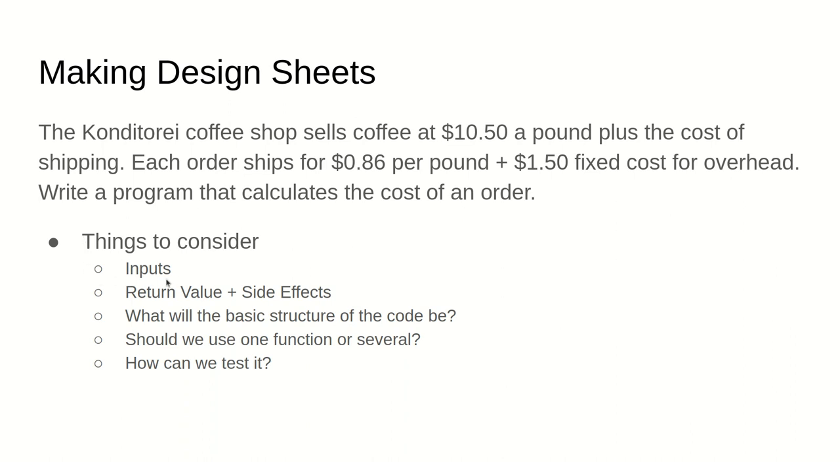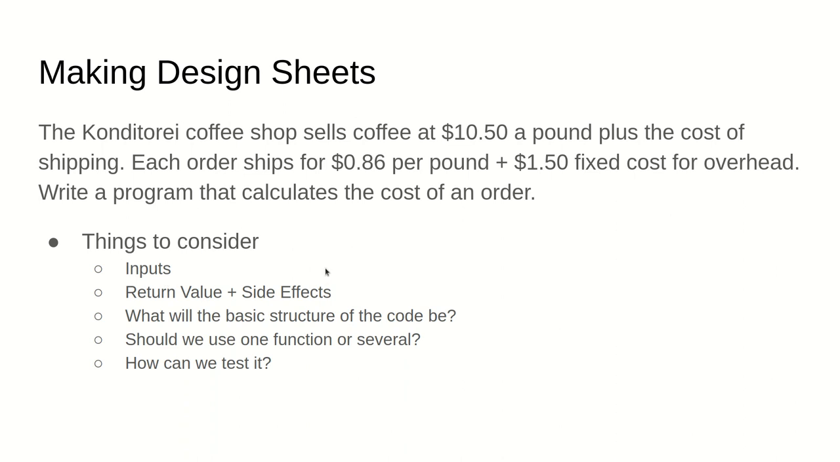Then we want to think about the return value and/or side effects that might happen. So the return value in this case would be the amount of money that the person owes for the given input of an amount of coffee. So we would have a pretty clearly defined return value here. It's a number, some dollar amount for the amount of coffee that they've bought. The side effects can sometimes be a little less clear.